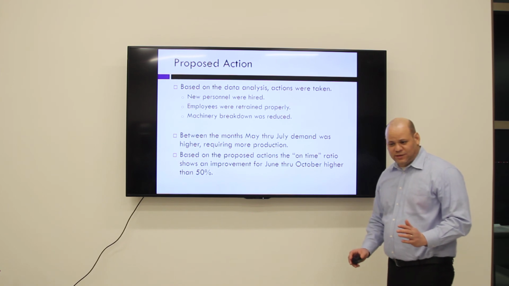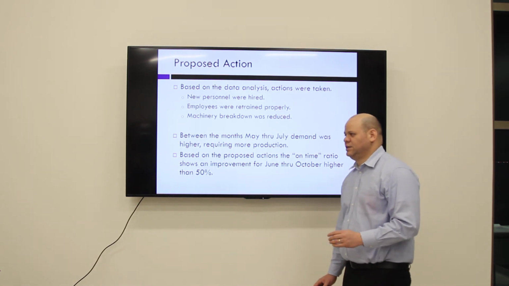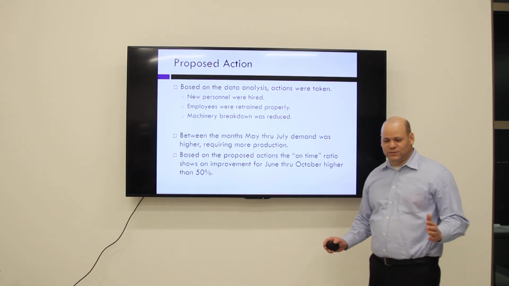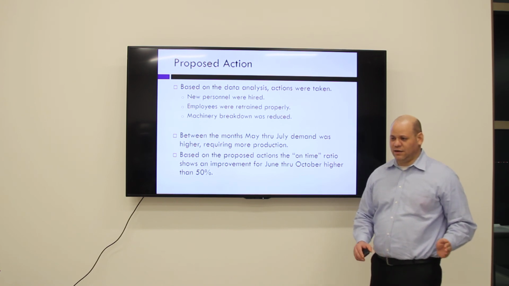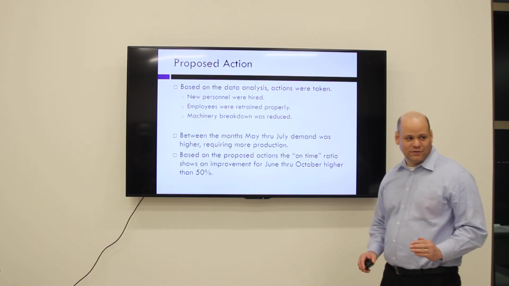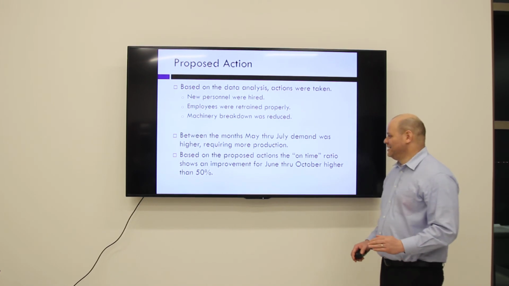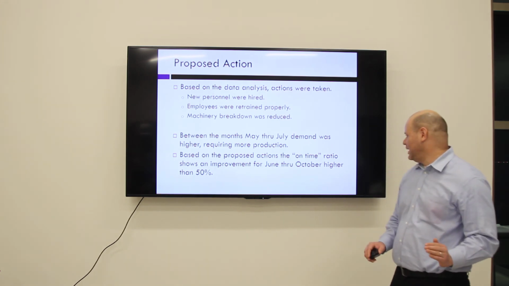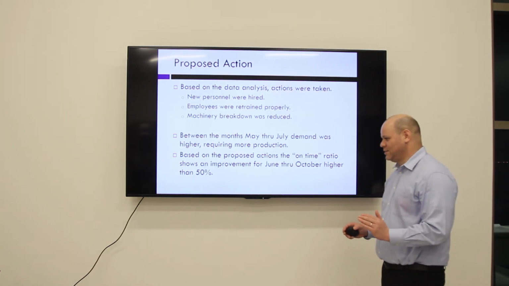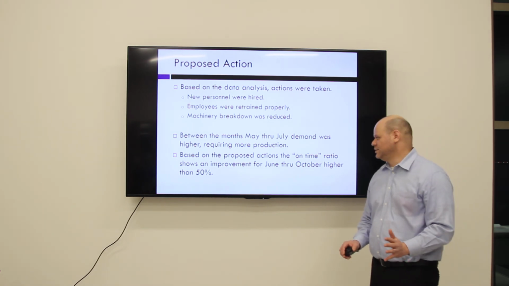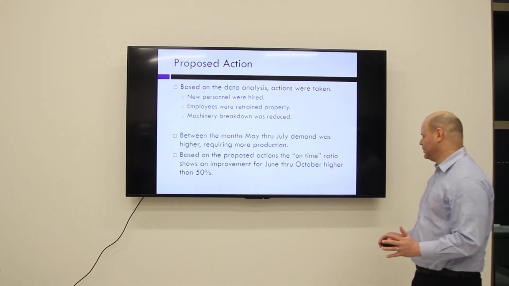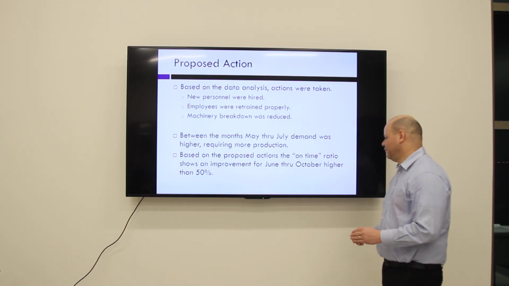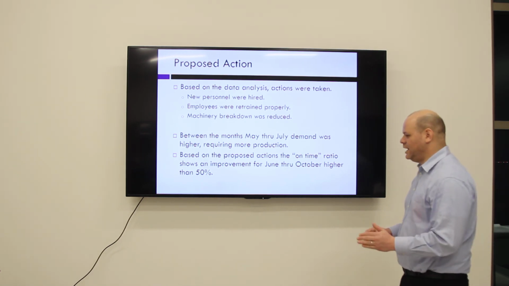So the proposed actions that we took for the year 2010, we decided to hire new personnel. The employees needed to be retrained properly. The machinery was reduced. Between the months of May through July, the demand was high, so it required more production. Based on the proposed actions, the on-time ratio shows an improvement. For June through October, it was higher than 50.